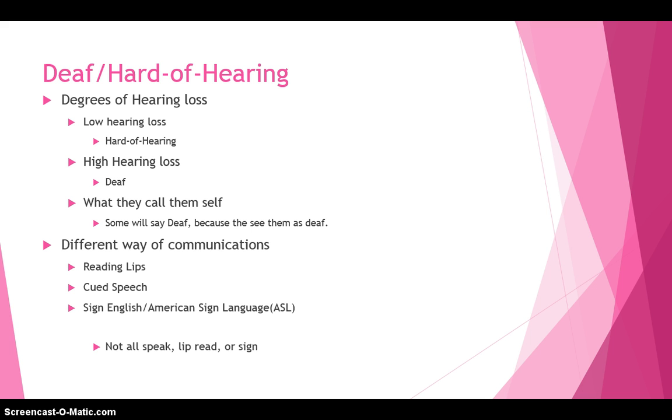For students that are deaf or hard of hearing, there's degrees of hearing loss. They can have low hearing loss, so just hard of hearing, or high hearing loss, which could mean that they're deaf. Now, if a student is deaf, they will say that they are deaf because they see themselves as deaf. Different ways of communication for them would be reading lips, cued speech, sign English or American Sign Language, and not all speak, read lips, or sign.